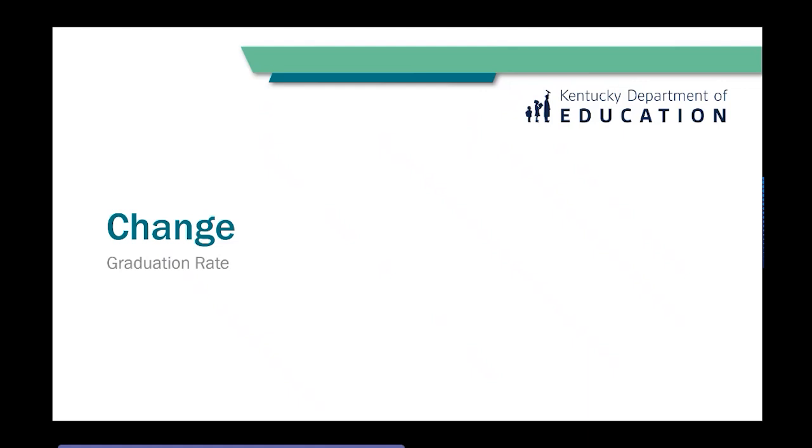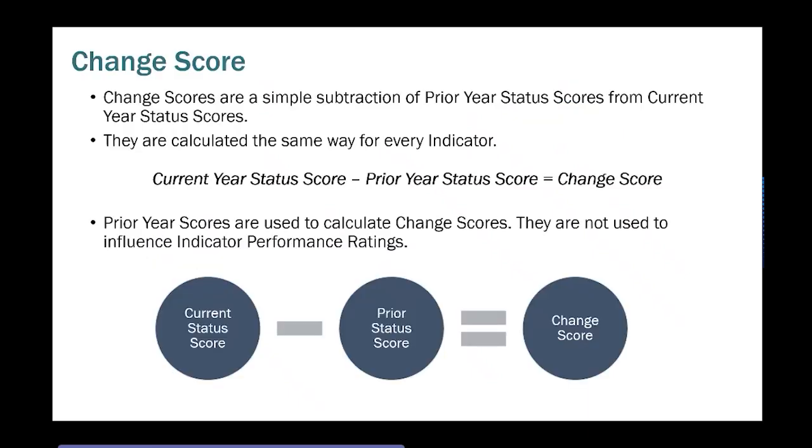Now, let's discuss change. The change score is calculated by subtracting the prior year's status score from the current year's status score. It's a simple formula. Current year status score minus prior year status score equals the change score. Although this is a basic calculation, it's critical because we use the same process to measure change for every indicator. Something important to keep in mind: prior year scores are only used to calculate change. They do not influence the indicator's performance rating directly. The main purpose of the prior year scores is to serve as a benchmark, to help us understand how much progress has been made from one year to the next.